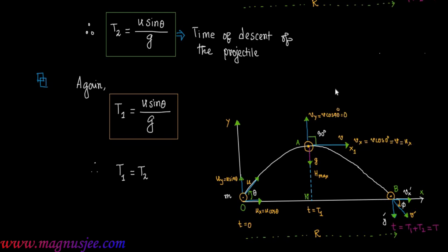Therefore, T1 is equal to T2. That means time of ascent is numerically equal to time of descent. Time taken by the projectile to move from the point O to the highest point A will be equal to the time taken by the projectile to move from the highest point to the lowest point B.